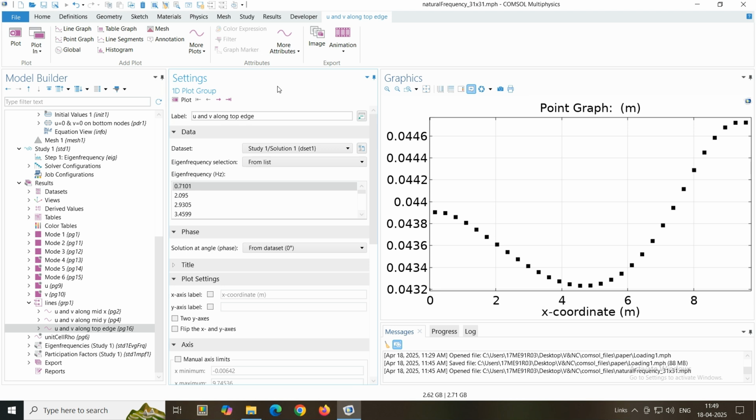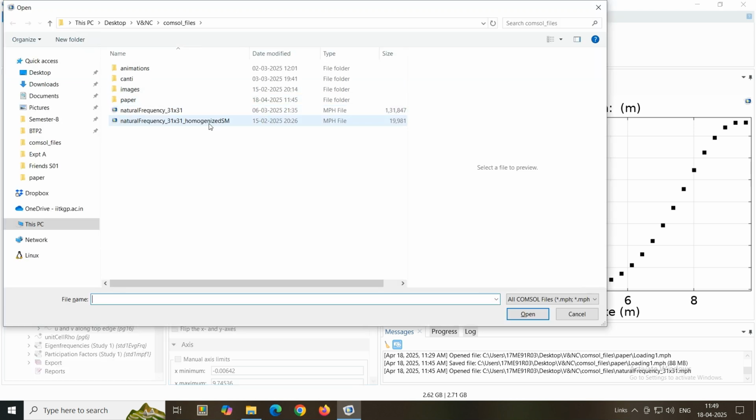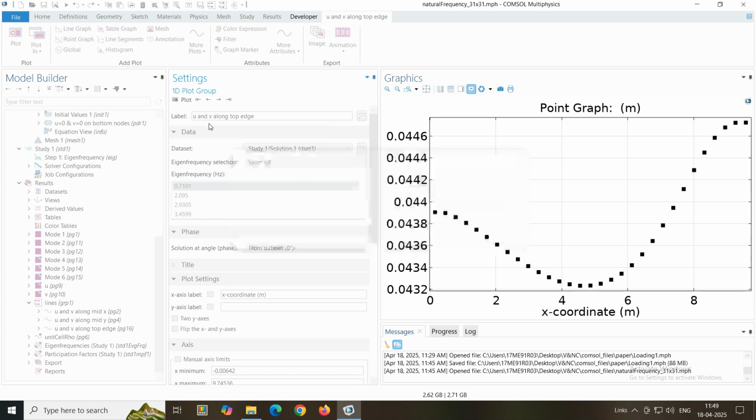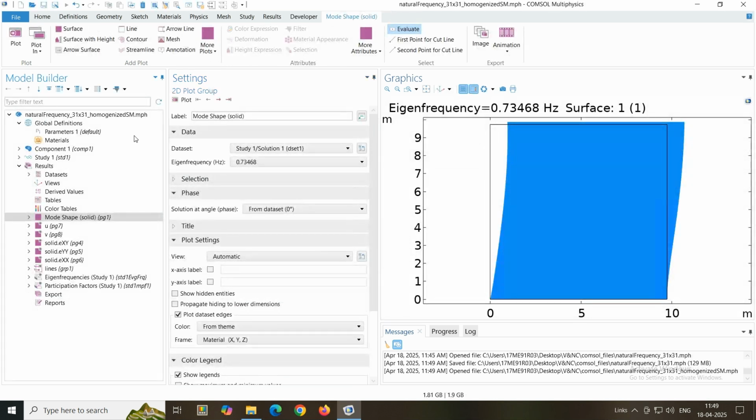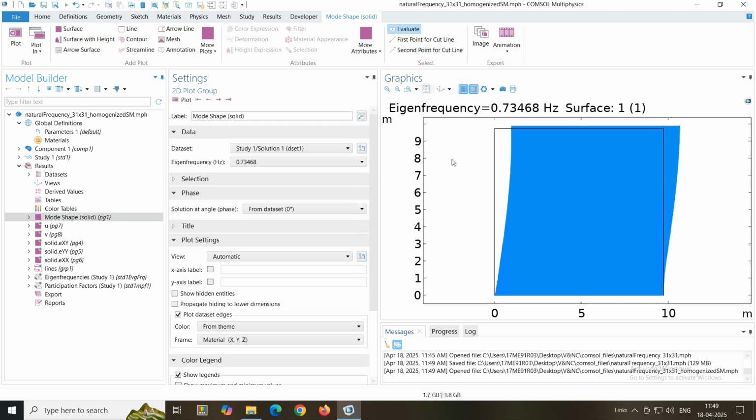Now I'll use the effective properties to make a continuum model in COMSOL. So instead of having the lattice, I'm using the effective properties that I had just calculated. The first mode shape is this, and the frequency is 0.73. The frequency that I obtained from the lattice was 0.71, so these are also matching.